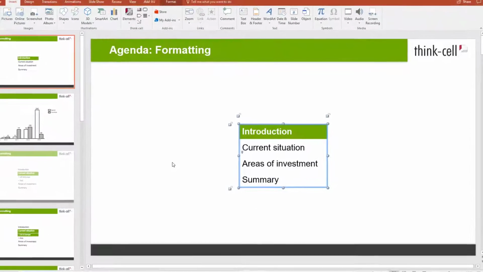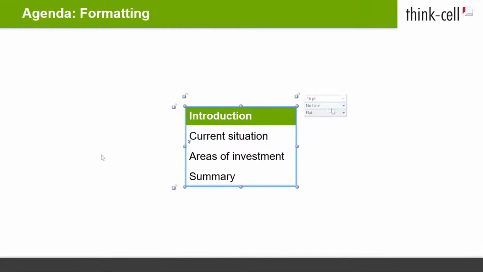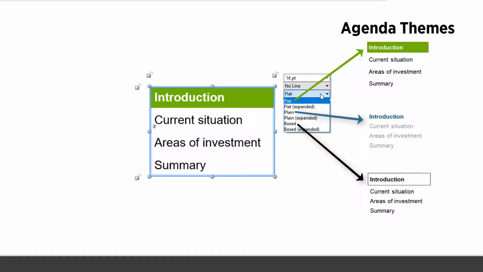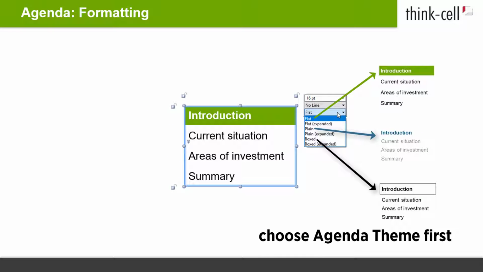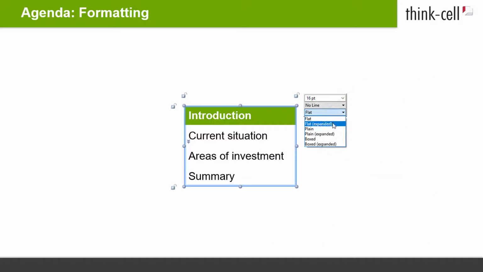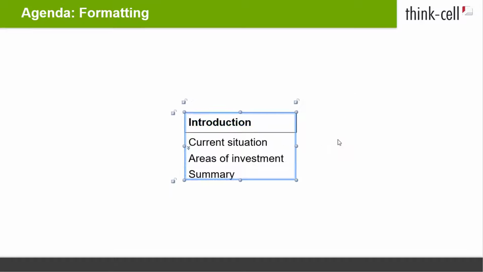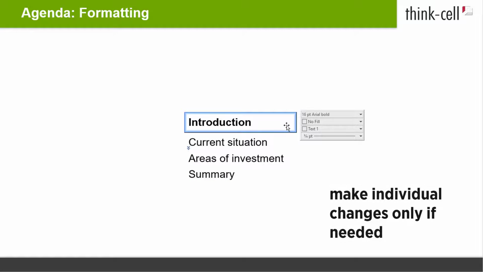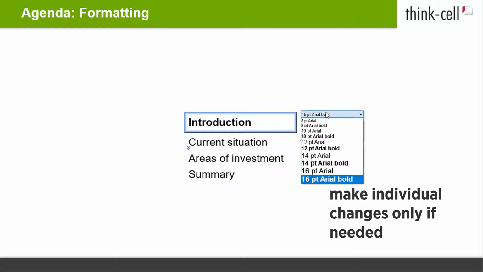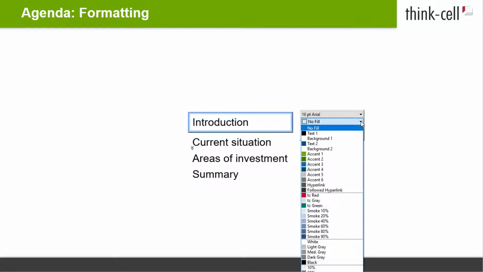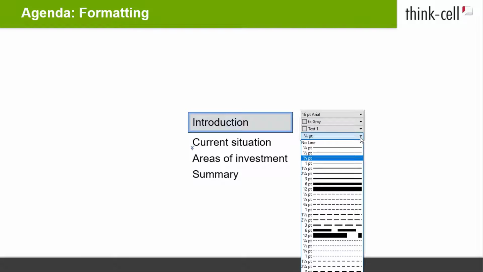Let's begin by looking at how to format your agenda. thinkcell offers a number of predefined agenda themes to pick from. We recommend that you always start by choosing one of these agenda themes. Even if none of these themes creates the exact look you have in mind, pick the one that comes closest and make individual changes to specific properties of the chapter boxes, like font, fill color, and outline.